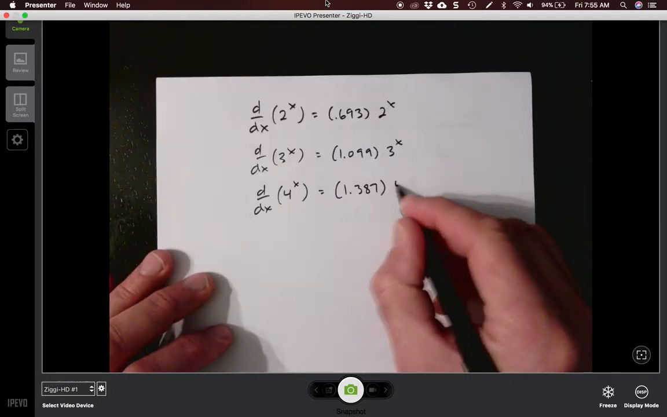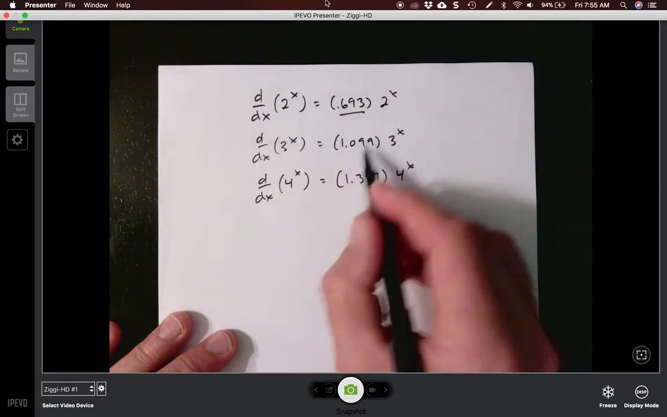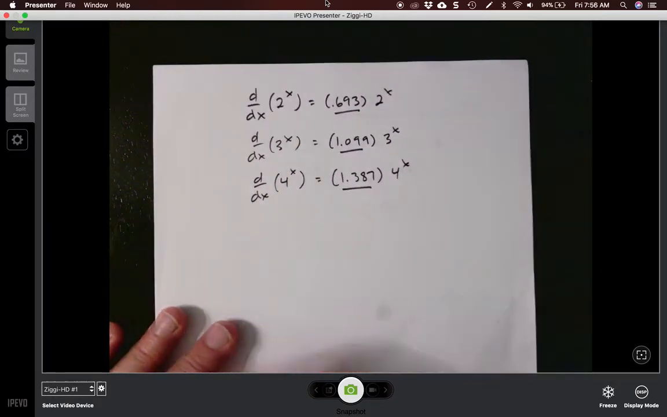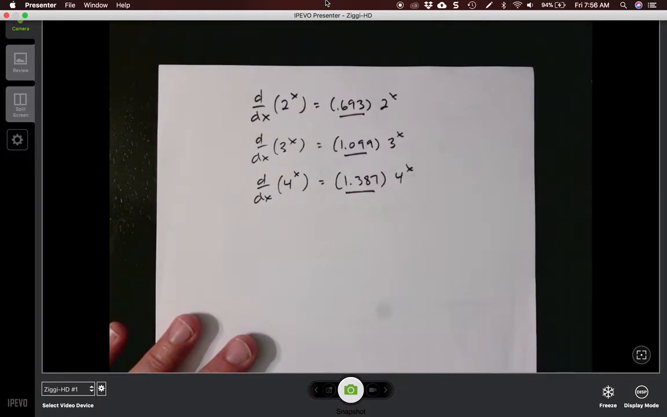1.387 times 4 to the x. All right, so what I want to know is, I don't want to have to memorize all these different numbers or look them up in some kind of a table. What I'd like to look at is, where do those numbers come from?